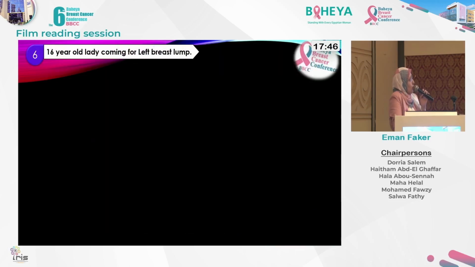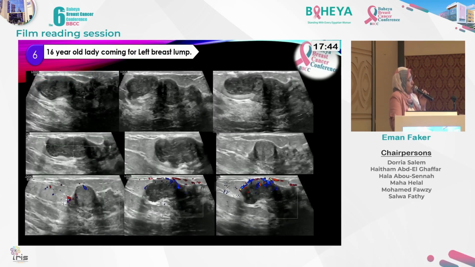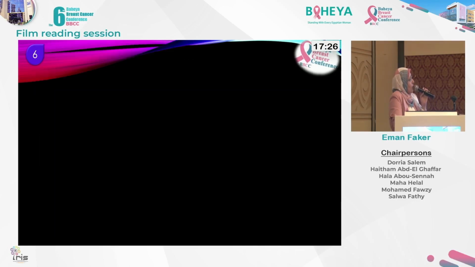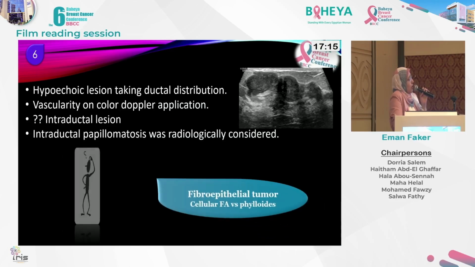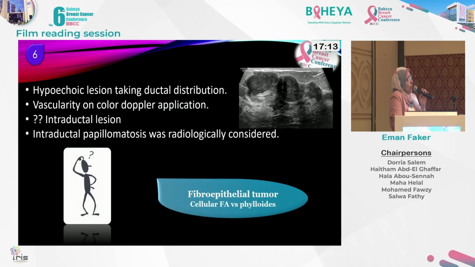This is a 16-year-old lady. She had a left breast lump. She presented directly with an ultrasound. We found this large lesion, tubular in structure, with increased vascularity on color Doppler, taking a tubular distribution. On assigning the report, we suspected it may be intraductal papillomatosis or papillomas, and we asked for biopsy. The pathology came back as a fibroepithelial tumor, cellular fibroadenoma versus phyllodes.